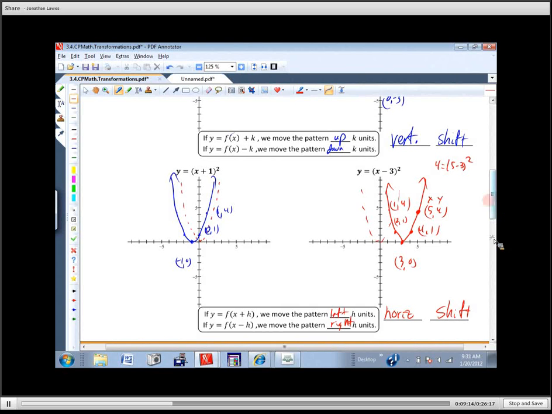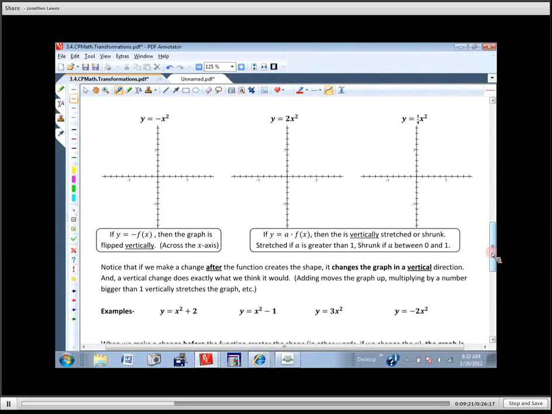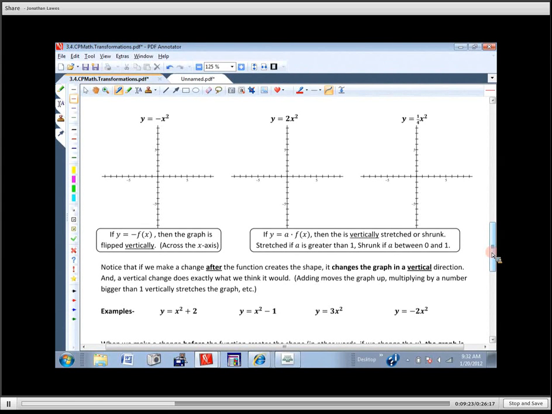Okay, those are the really basic ones. Now we're going to remind ourselves of the ones that make the points a little harder to calculate, depending on what they are. But if I multiply this by a negative, so if I know the shape and I just multiply the shape by a negative, what does that do?